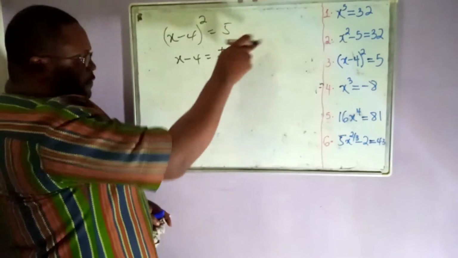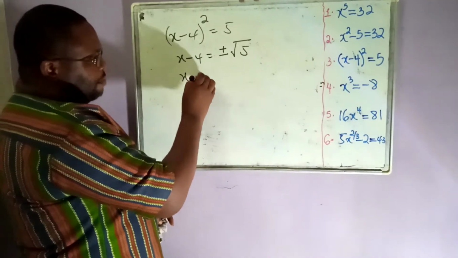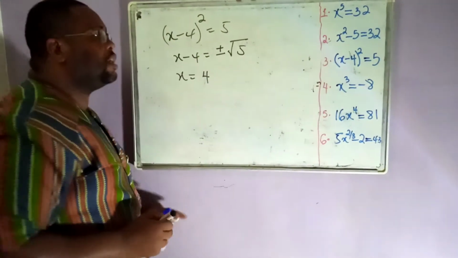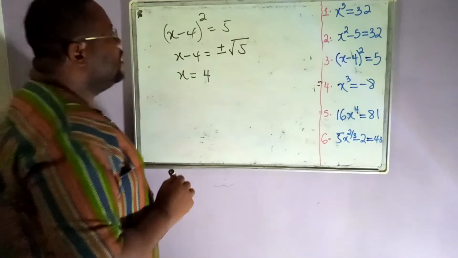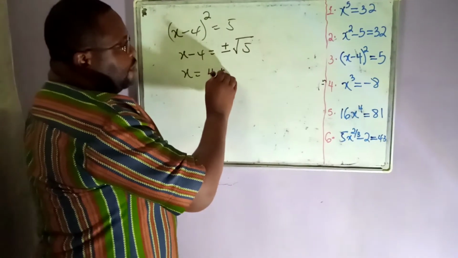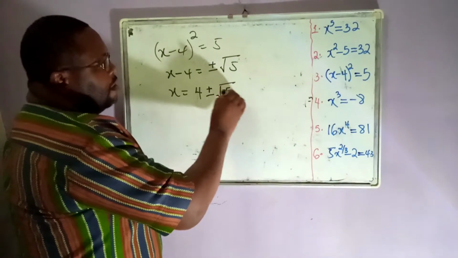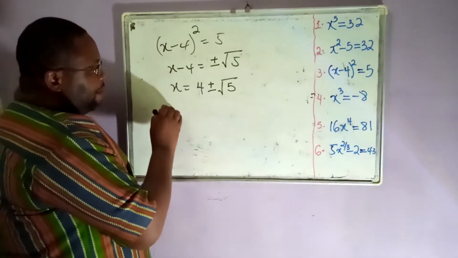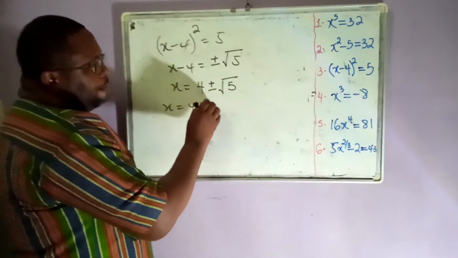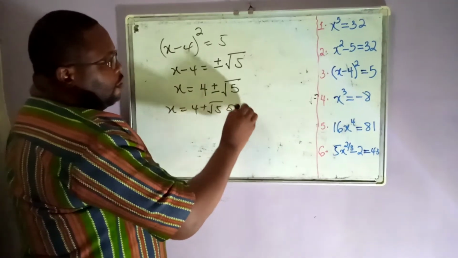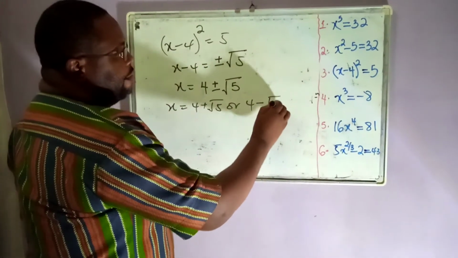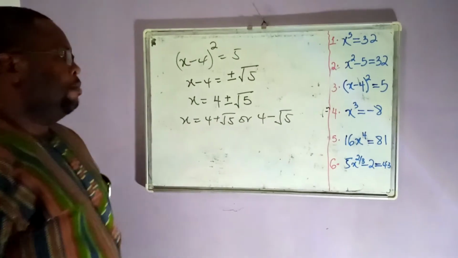And I carry minus 4 across to that side, so x becomes equal to 4. Minus 4 is negative, so when it crosses it becomes positive. So I simply have 4 plus or minus square root of 5. So the solution to that problem is that x is equal to 4 plus square root of 5, or 4 minus square root of 5. Beautiful.